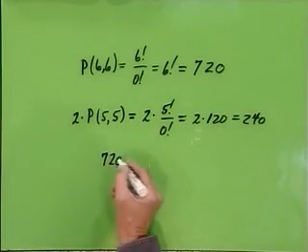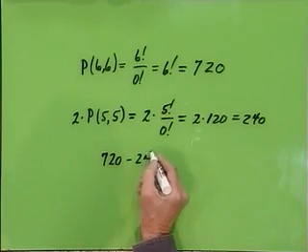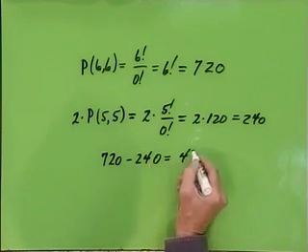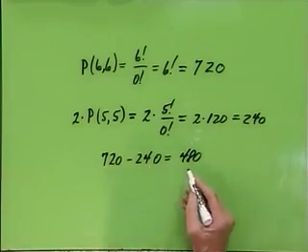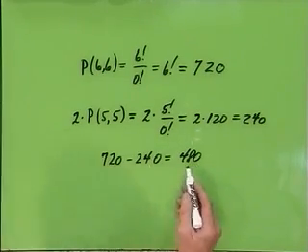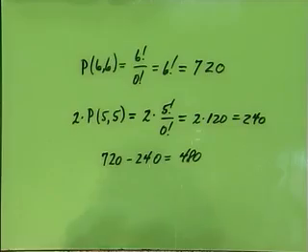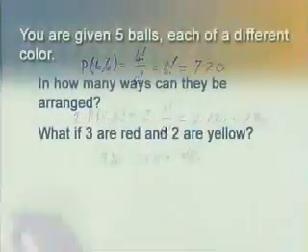So if we take 720 and subtract off 240, we have 480 ways in which the 6 people can be seated, and these 2 particular people are not sitting side by side. Okay, well, let's go now to the next problem on the next graphic.